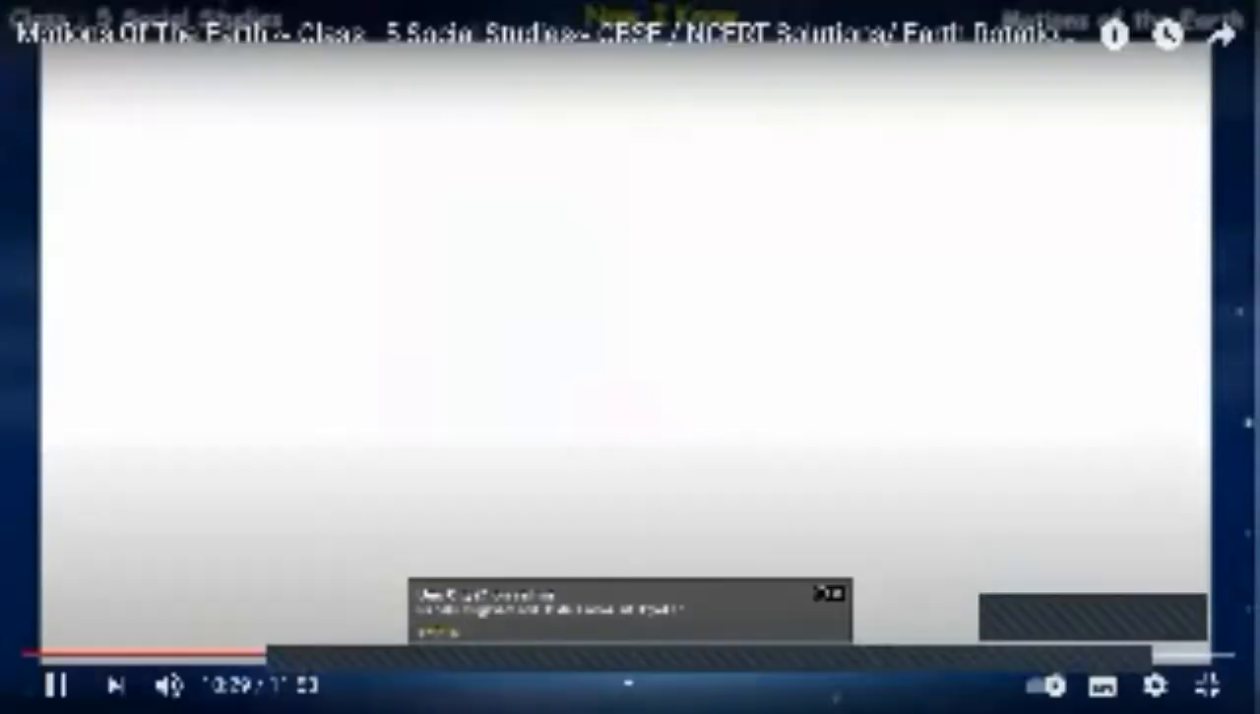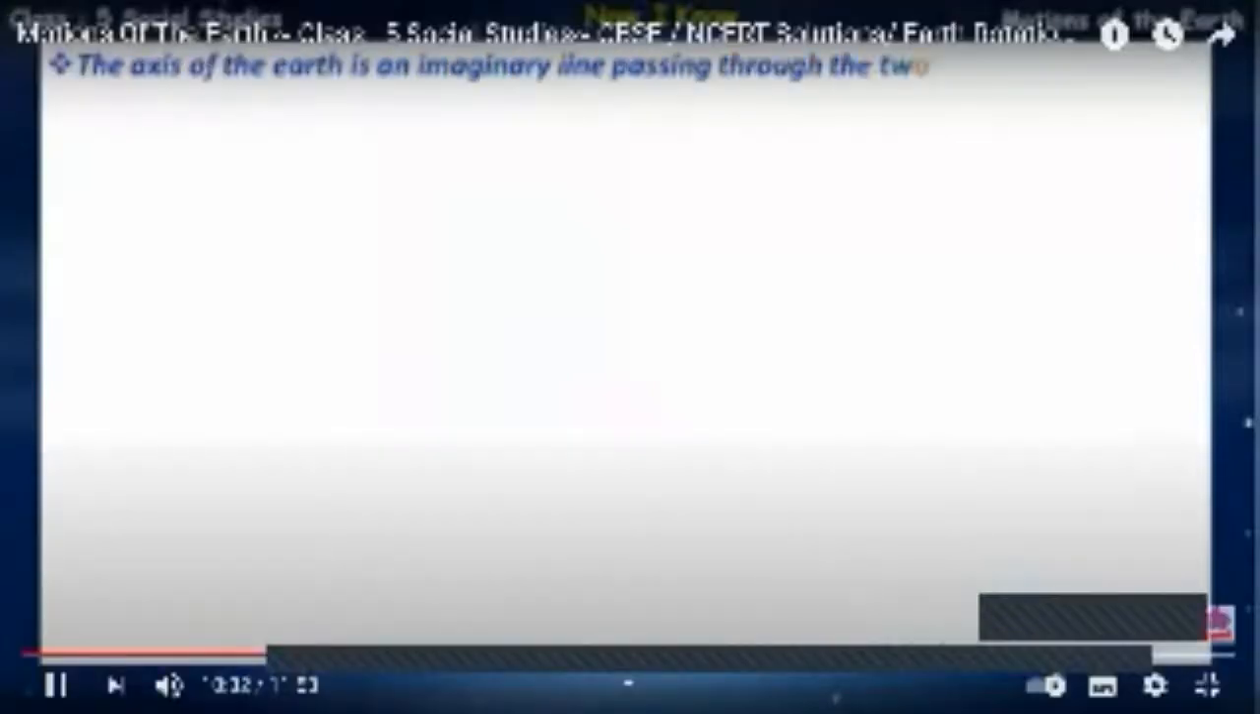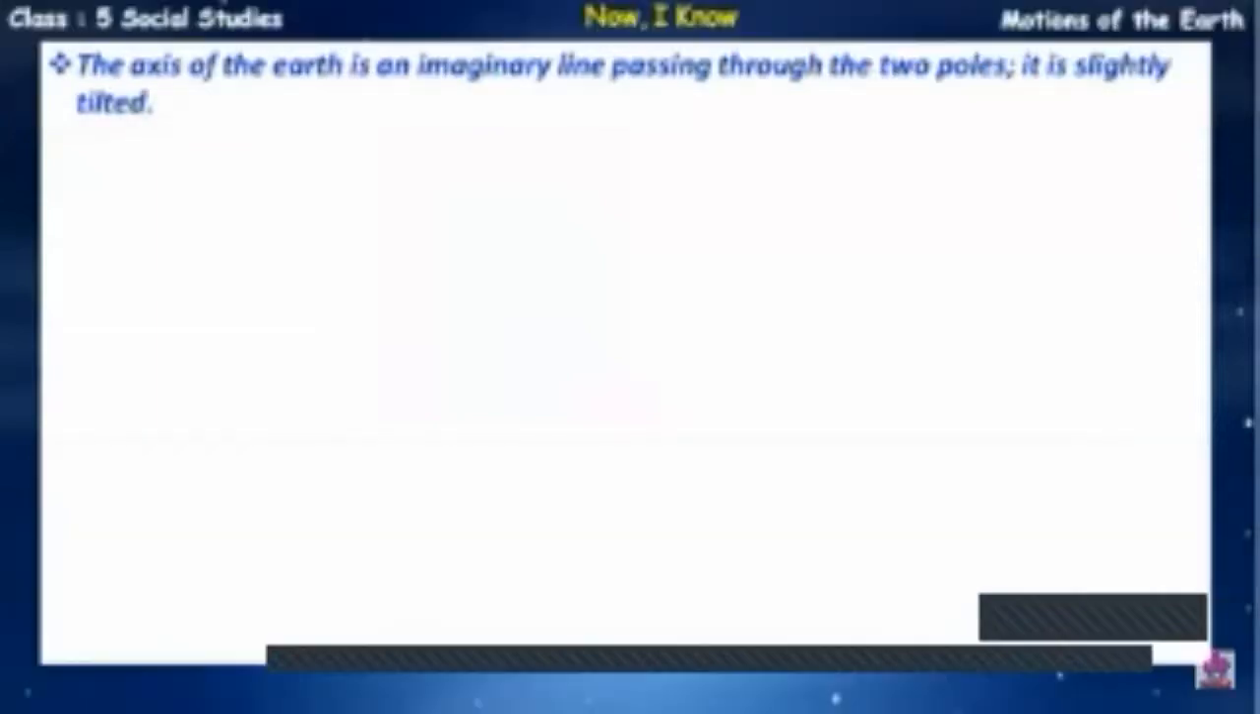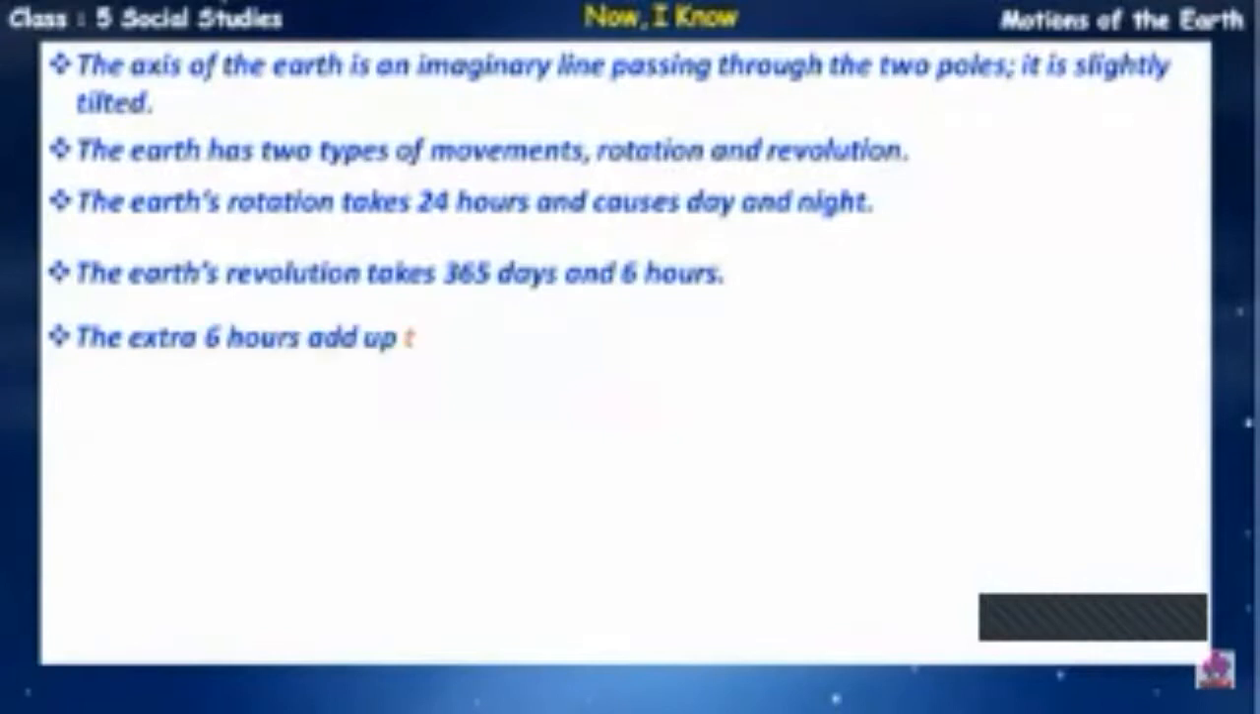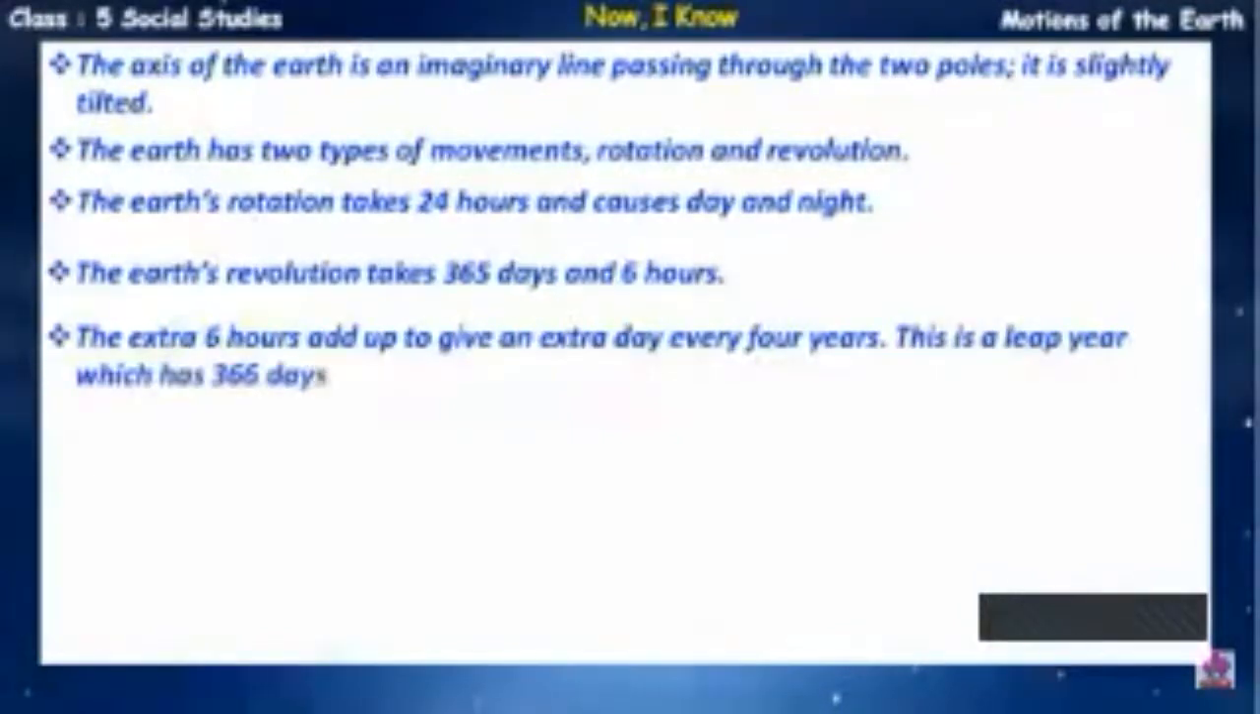Now, I know. The axis of the Earth is an imaginary line passing through the two poles. It is slightly tilted. The Earth has two types of movements, rotation and revolution. The Earth's rotation takes 24 hours and causes day and night. The Earth's revolution takes 365 days and 6 hours. The extra 6 hours add up to give an extra day every 4 years. This is a leap year which has 366 days.